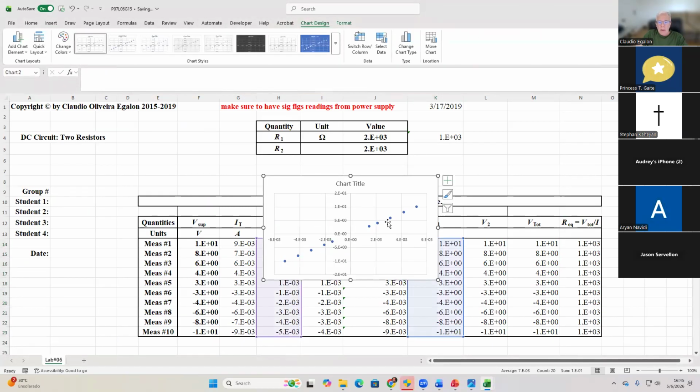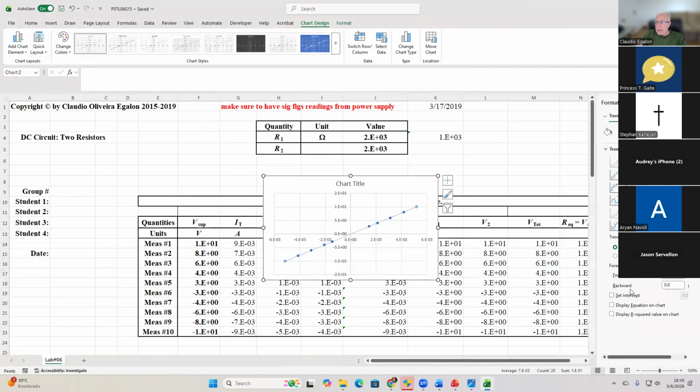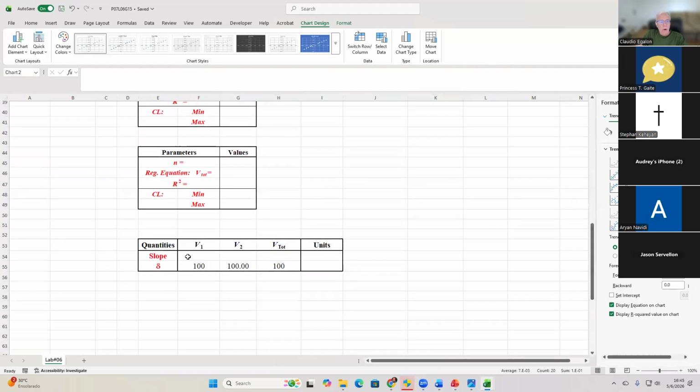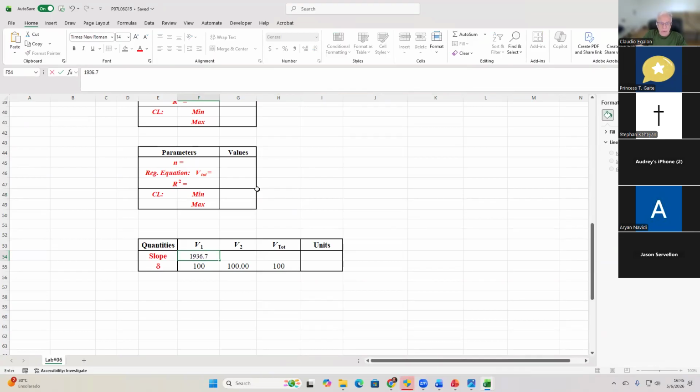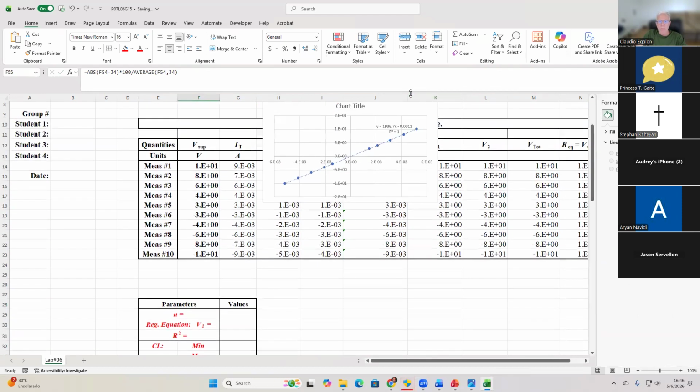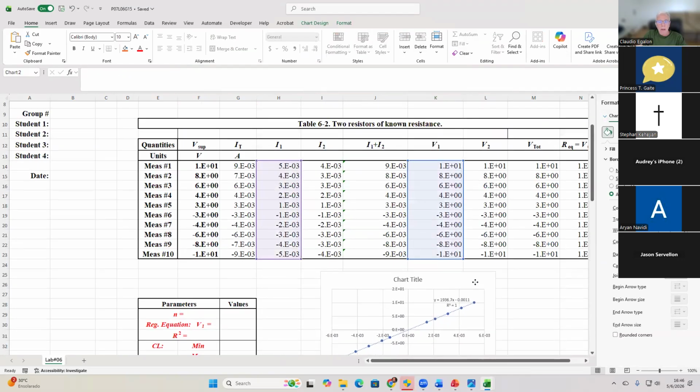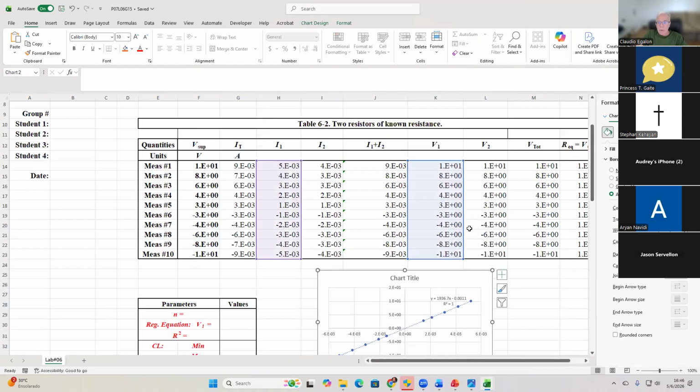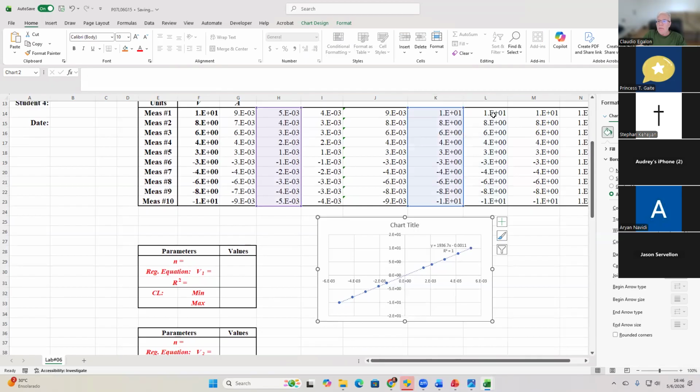Insert chart. Trend line, display equation on chart, display R square. I'm getting 1936.7. I'm getting 0.8%, okay, for V1. So you've got to see what you did incorrectly, right? Now let's see for V2. I'm not going to change it here. It doesn't allow me to drag. What a shame. Okay, so I have to do it from scratch.